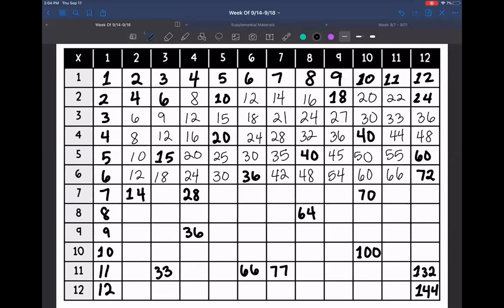Now number 7. 7 times 3, 7, 14, 21. 7 times 3 is 21. Times 5, 35. Times 6, 42. Times 7, 49. Times 8, 56. Times 9, 63. Times 11, 77. And times 12, 84.